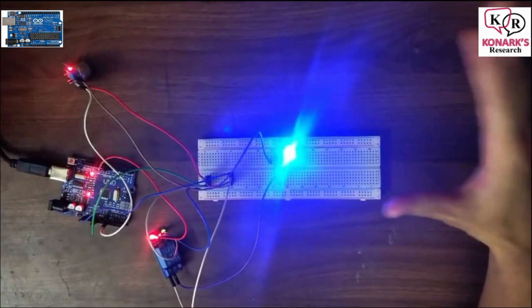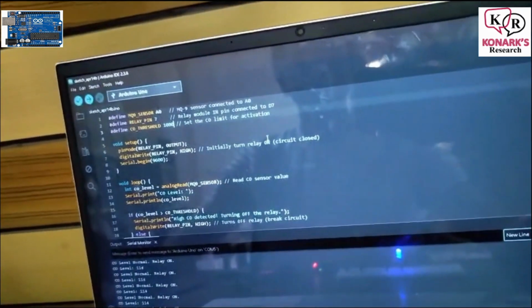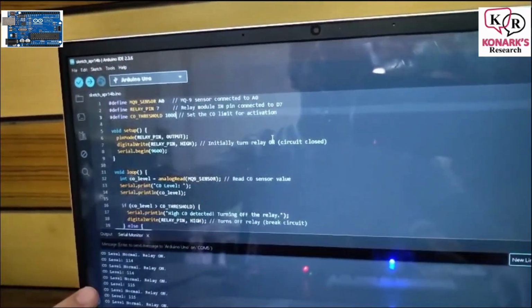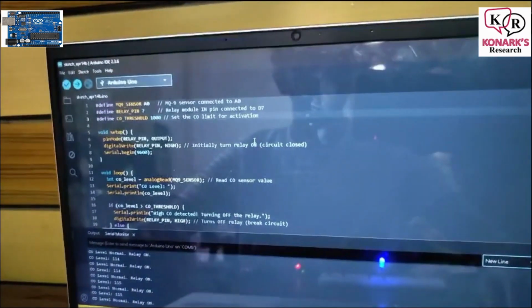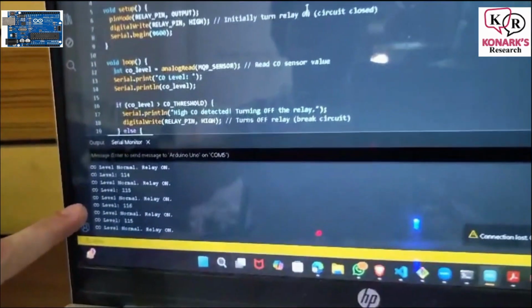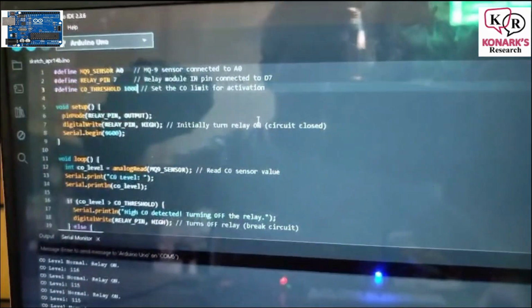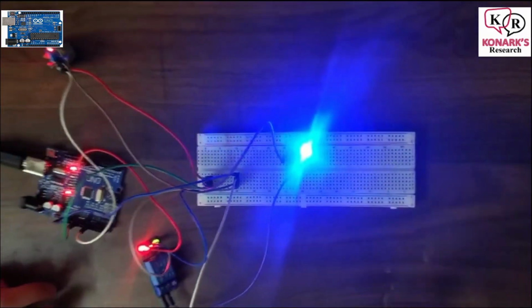Alright, so once we are done with the implementation of the circuit and we have programmed the code, we are all set to test this system. As you can see on the screen, we have real-time monitoring of carbon monoxide levels as detected by the carbon monoxide sensor MQ9. Since the detected levels at the moment are well below the threshold level which we have set, you can see that the relay module is turned on, which is indicated by this LED light over here, which is lit at the moment.